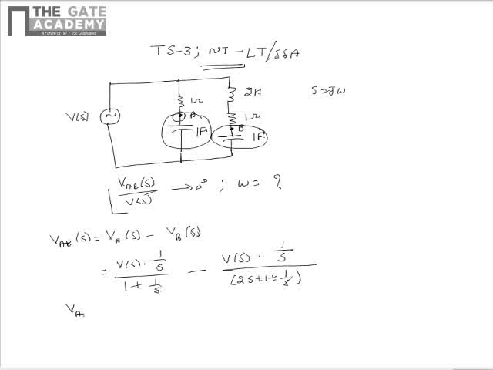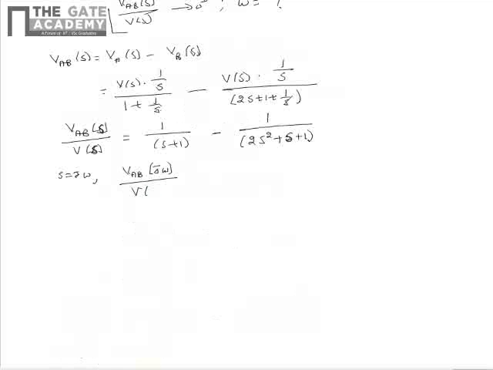So from this we can write VAB of S divided by V of S as 1 divided by S plus 1 minus 1 divided by 2S square plus S plus 1. So this is the quantity VAB of S divided by V of S. Now upon substituting S is equal to j omega in above, we see that VAB of j omega divided by V of j omega is equal to 1 by 1 plus j omega minus 1 by 1 minus 2 omega square plus j omega.